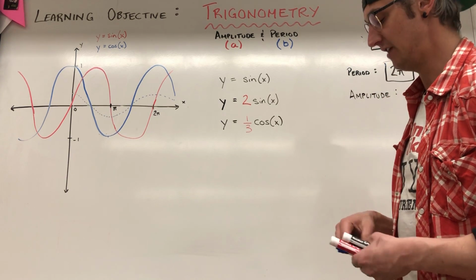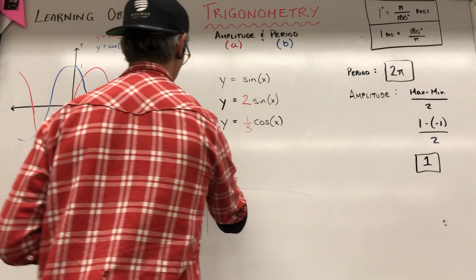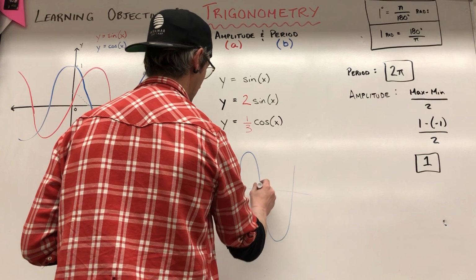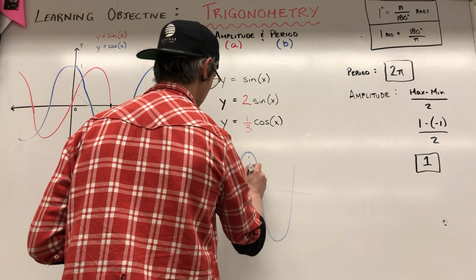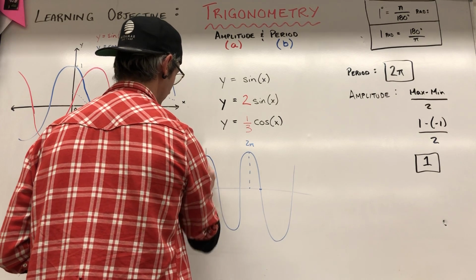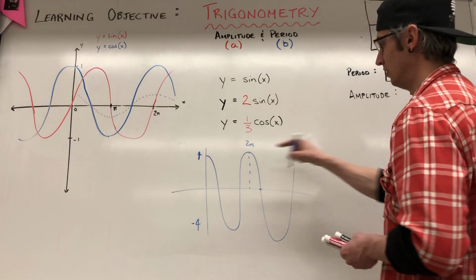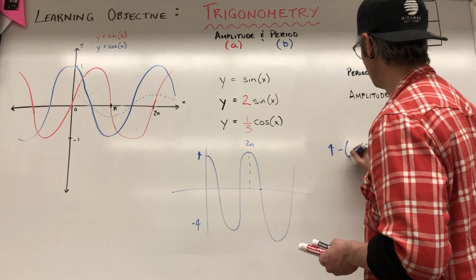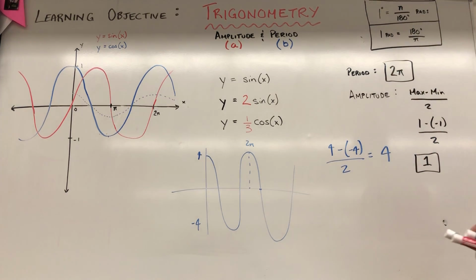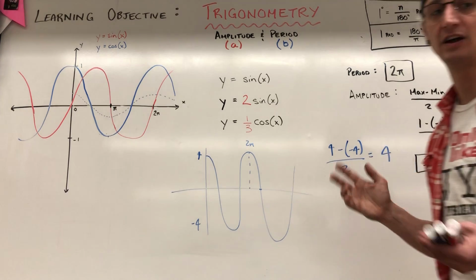And if they gave us a graph that looked like this, and this was 2 pi over here to represent one full rotation. And let's say this was 4 here and minus 4 here. You would know that you could just go my max minus my minimum divided by 2 to get my amplitude, which would be 4. And that should be in red because amplitude is 4. So that's how we deal with amplitude.